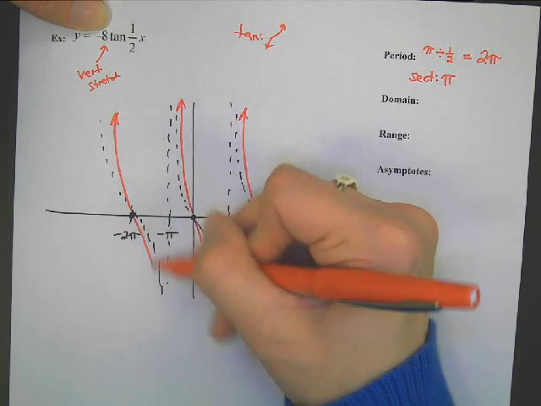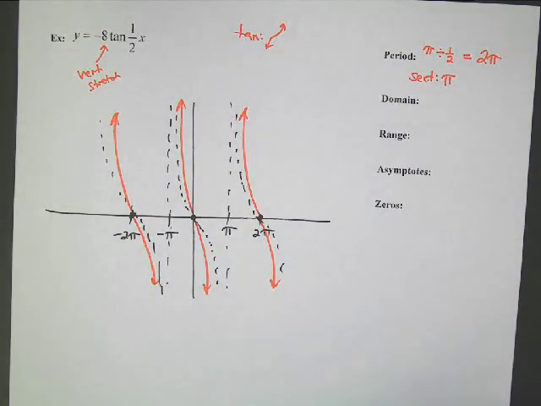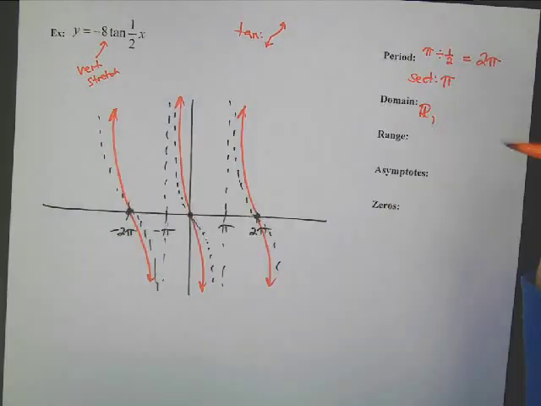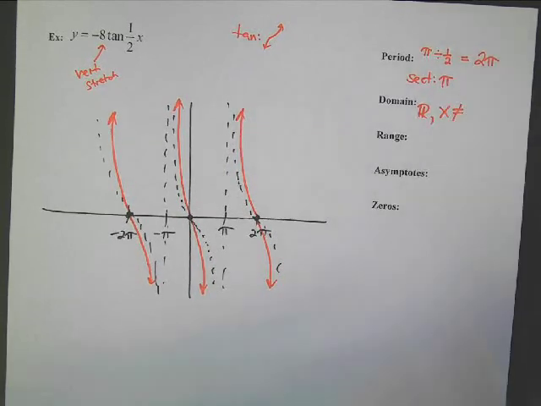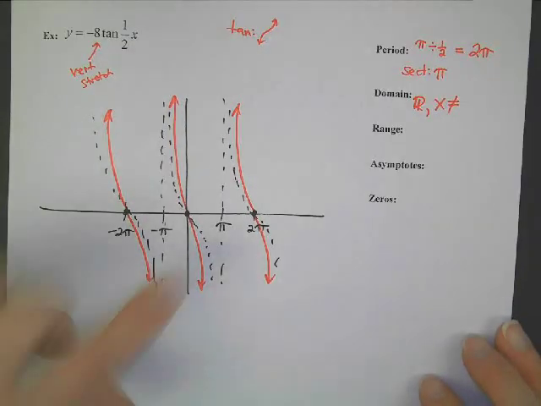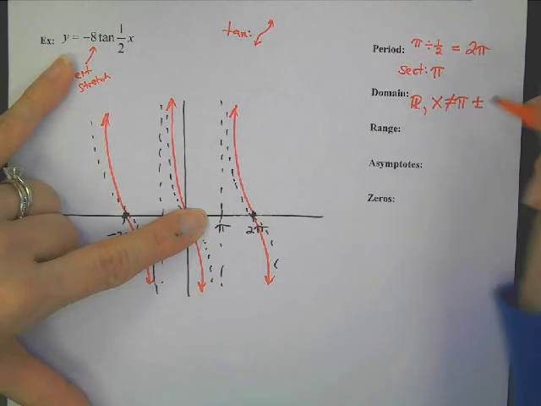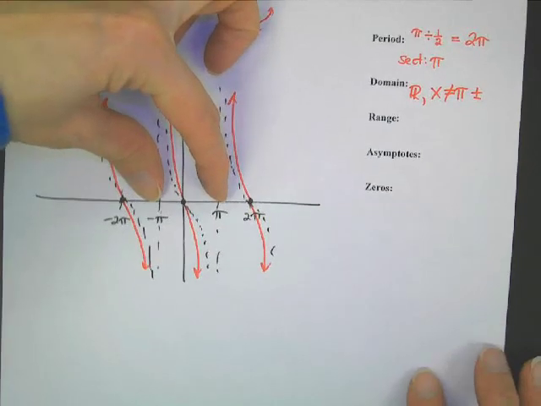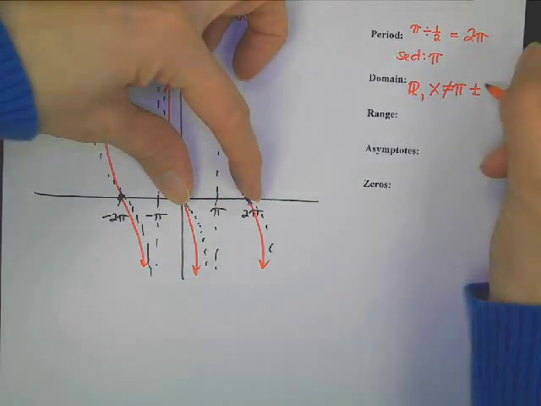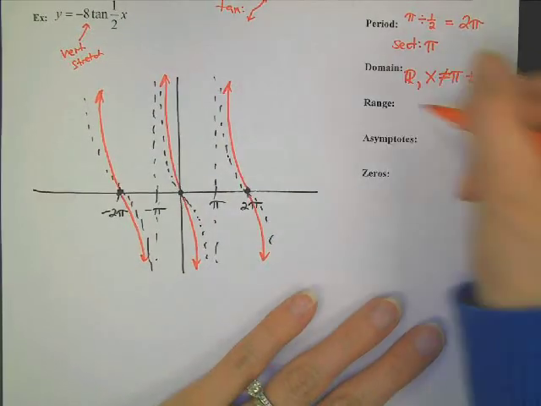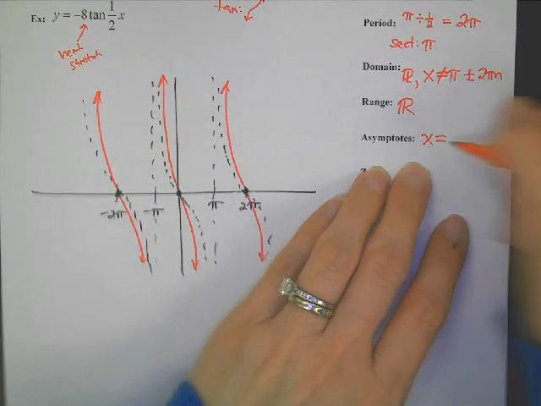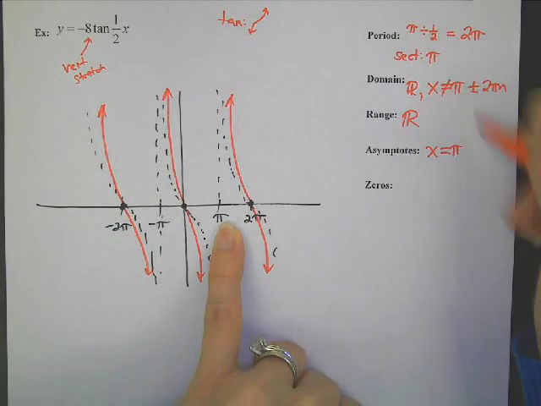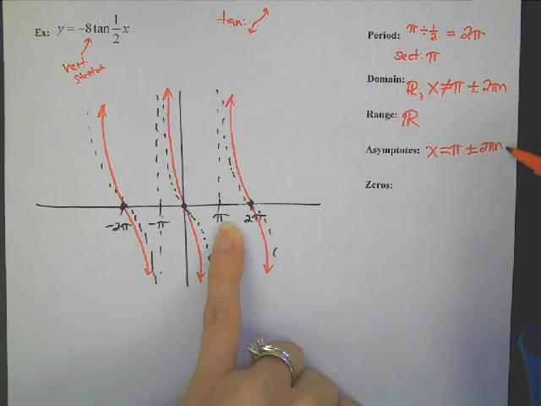Since I have numbers, you have to put some graph there. Don't leave it empty. Okay, how many periods is this? 1, 2, 3. The domain is all reals except x cannot equal. Where's the first break? Pi plus or minus the distance to the next asymptote, which would be 2 sections. How much is 2 sections worth? 2 pi n. Range of tangent and cotangent are always all reals. Does it have asymptotes? Of course. The first one is where? At pi. We just did this. Plus or minus 2 pi n.